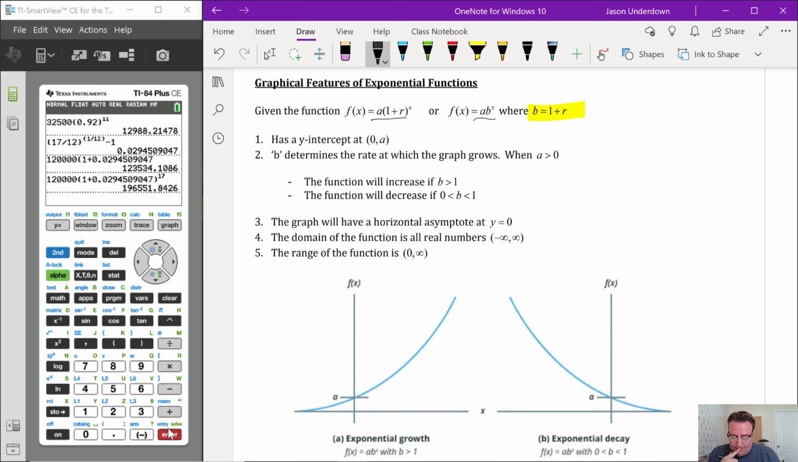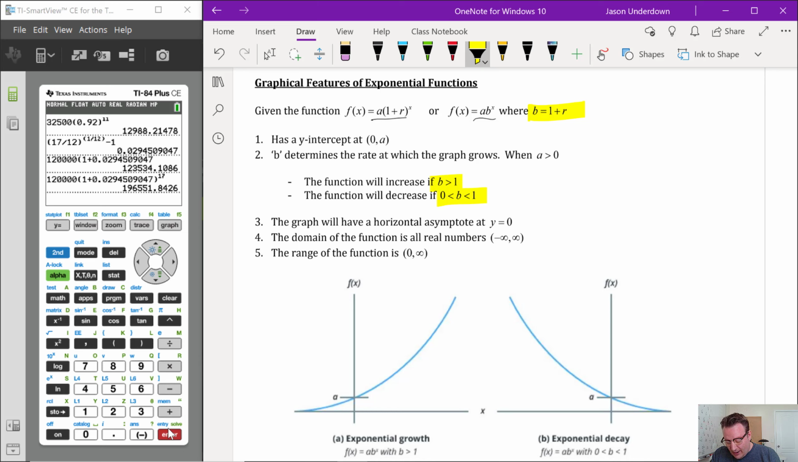Let's see, what else? Number 2 here, b, the base, or the growth factor, determines the rate at which the graph grows. So let's assume that our starting value is a positive number. This is most common. Then the function will increase when our growth factor b is greater than 1. And the function will decrease when b is between 0 and 1. So that's a key idea to remember, that this growth factor b determines whether you have exponential growth or exponential decay.